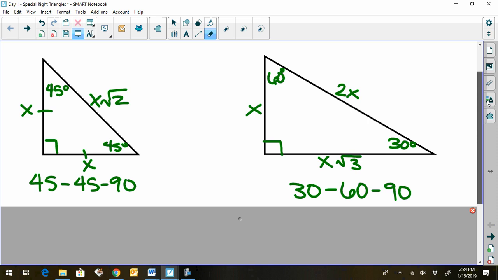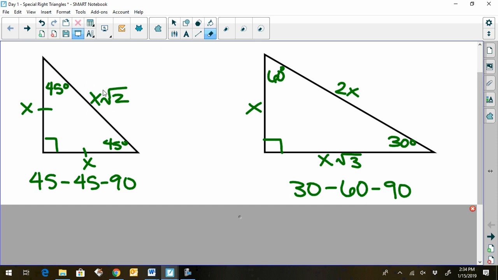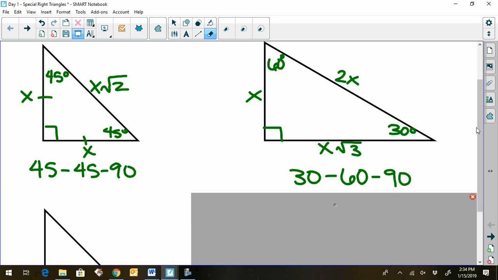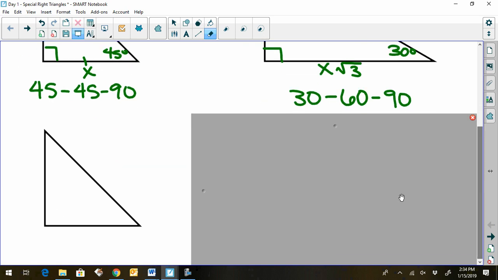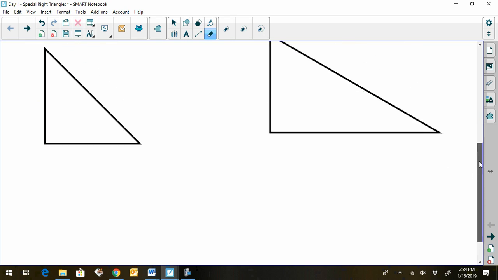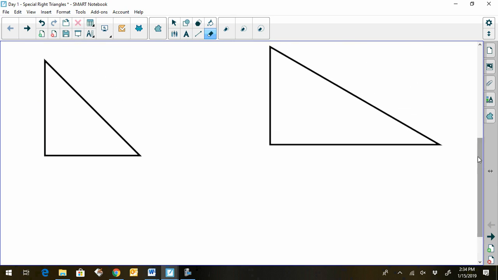So in your notebooks, you may draw some more triangles that look like these. All right, so this one we have a 45, 45, 90 triangle on the left, a 30, 60, 90 triangle on the right. And we're going to show some work with these, so if you want to leave more space around them, that would be good.